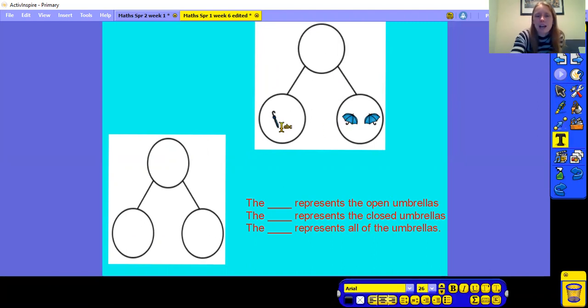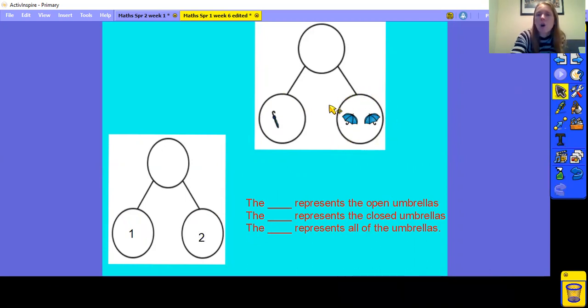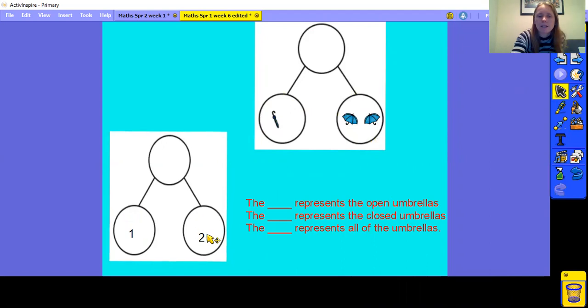Okay. How many umbrellas do we have that are closed? Yes, we have 1. So I'm going to write 1 in this part, and that represents the 1 closed umbrella. How many umbrellas are open? Yes, there are 2. So I'm going to write 2 in this part, and that represents the 2 open umbrellas.